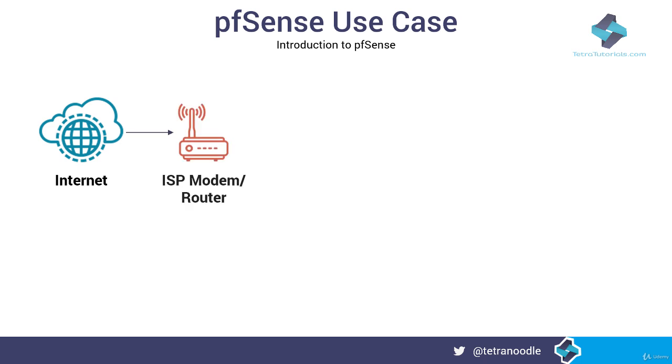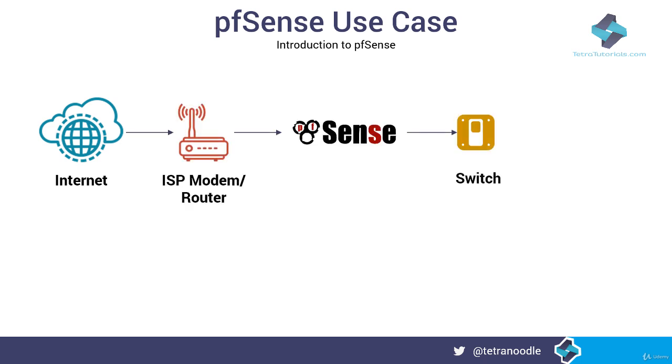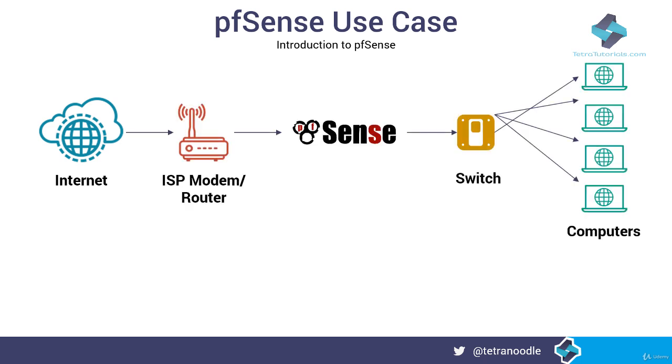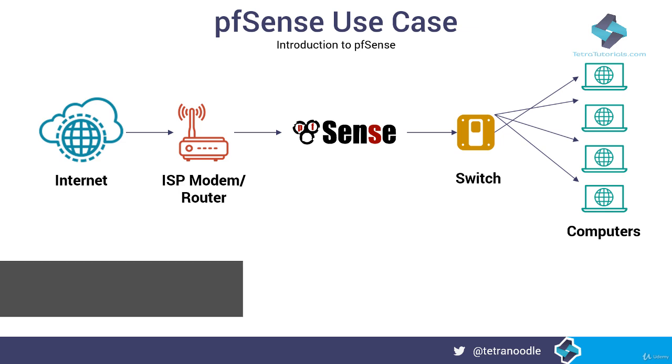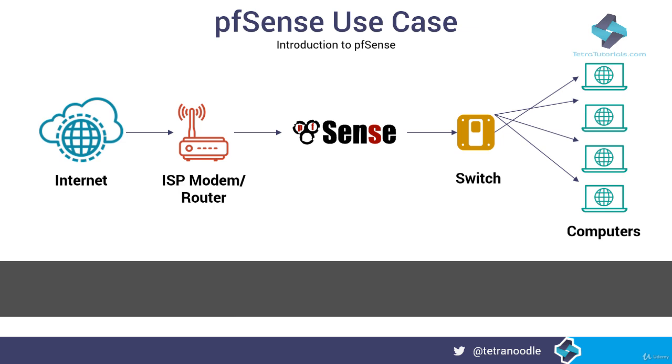Okay, now let's discuss the pfSense features through a use case diagram. This diagram will give you an idea of how pfSense plays a vital role in a network. The router ISP modem connects pfSense to the internet. The switch connects pfSense to various desktops. In this scenario, pfSense acts as a DHCP server, firewall, and NAT device. It can play these roles distinctly or all at the same time simultaneously.